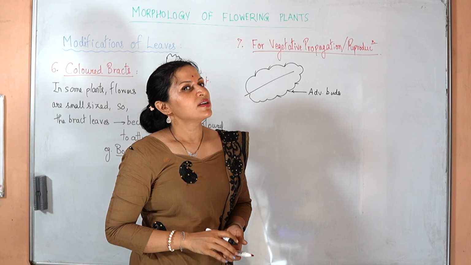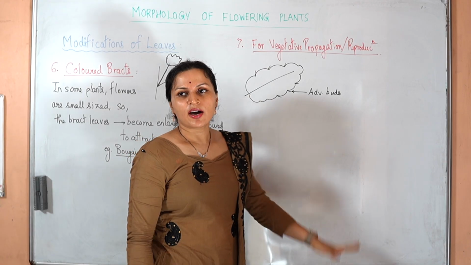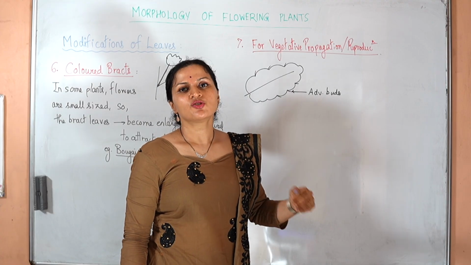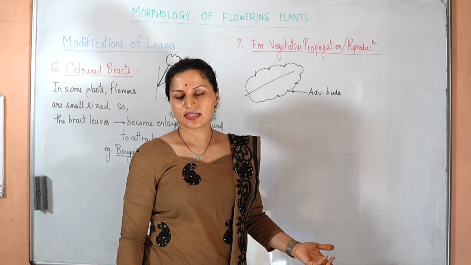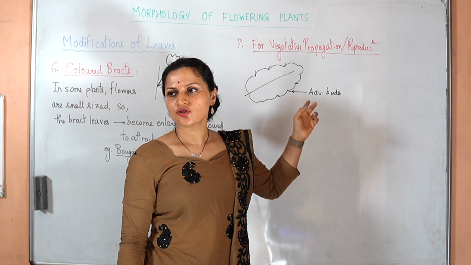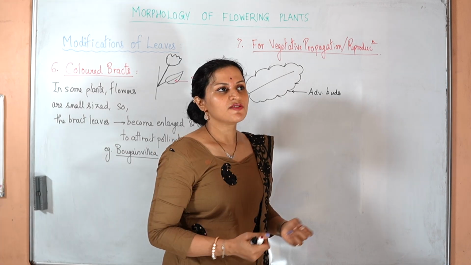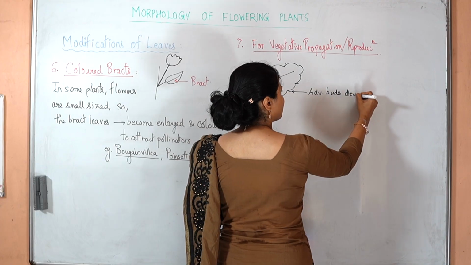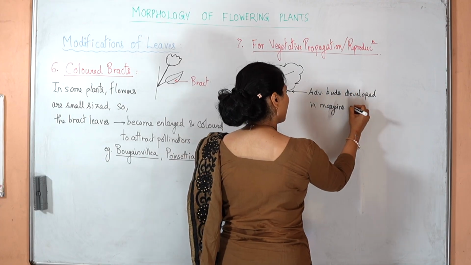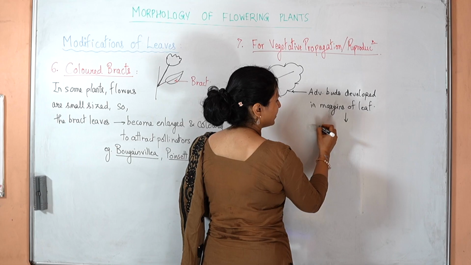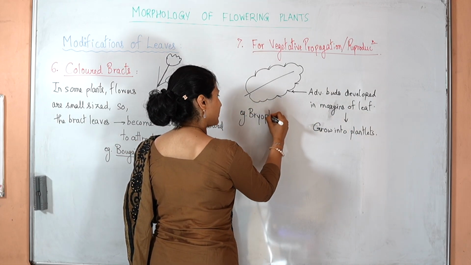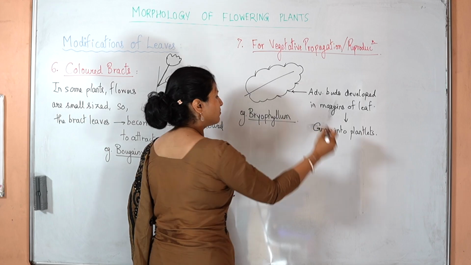What is going to happen once they fall onto the ground? Naturally, they are going to develop these adventitious buds which will grow into new plantlets. They will be sustained from the stored food inside these leaves. This leaf is modified for vegetative propagation. Adventitious buds develop in the margins of the leaf and they grow into plantlets. Example, Bryophyllum. Do not confuse with bougainvillea.